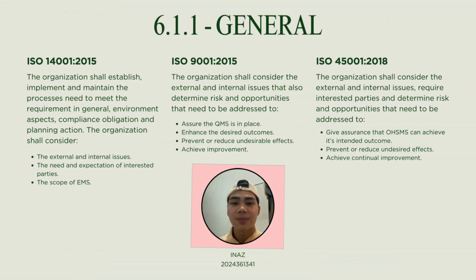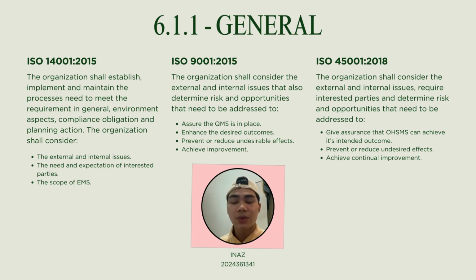Now I'm going to explain clause 6, that is planning. In ISO 14001, the organization shall establish, implement and maintain the processes needed to meet the requirements, in general: environmental aspects, compliance obligations and planning action. There are three things the organization shall consider. The first one is external and internal issues. Second, expectations of interested parties. Third is the scope of the environmental management system.